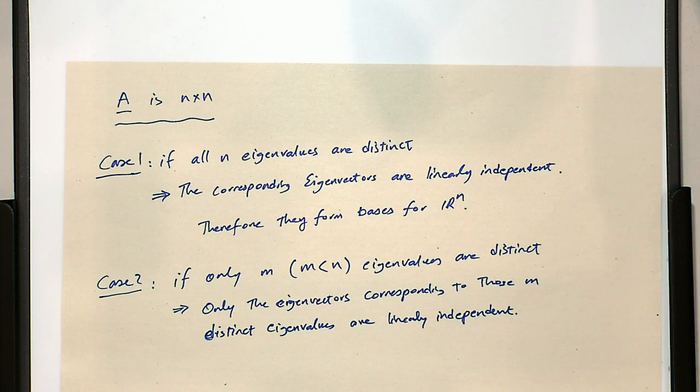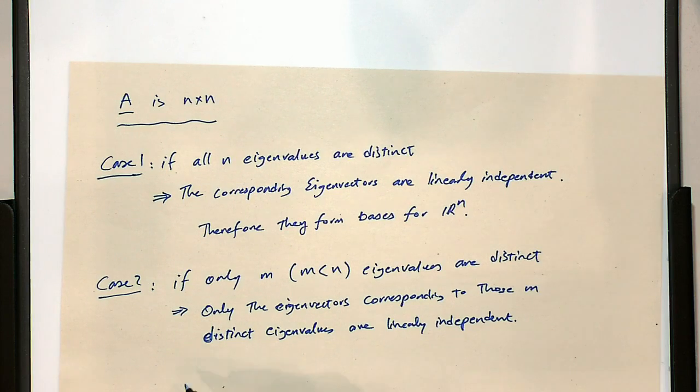Right? So we have two cases. If we have n eigenvalues that are distinct, all the eigenvectors associated to them are linearly independent. But if we only have m of those n eigenvalues distinct, then only the m eigenvectors corresponding to those distinct eigenvalues are linearly independent. I mean, nothing really complicated.